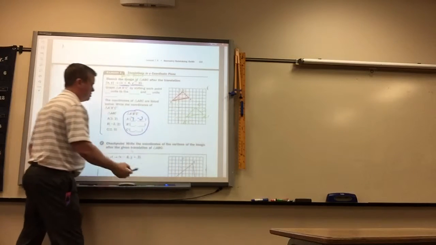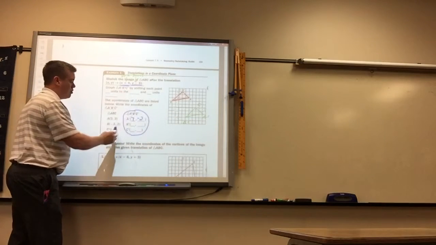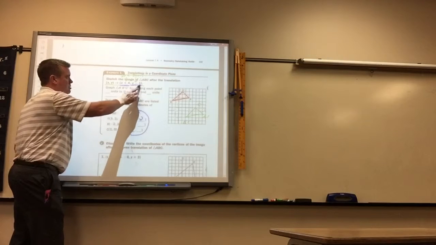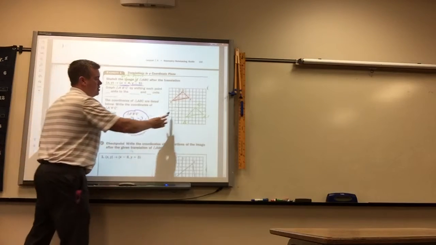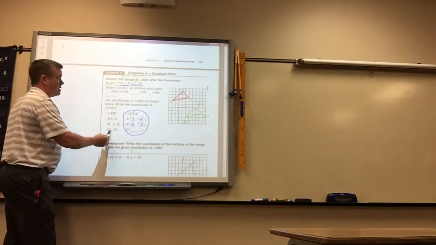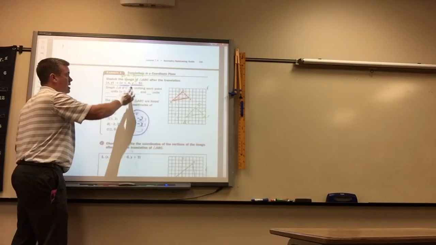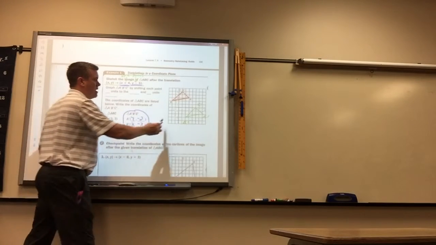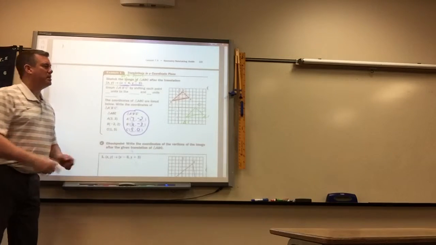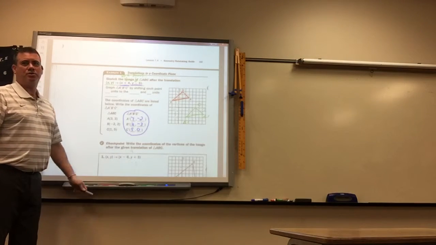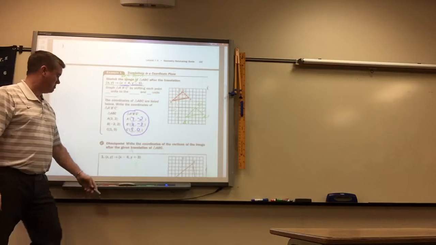7, negative 2. Take the x and add 4. Take the y and subtract 5. 2 over, 3 down. Take the x and add 4, and take the y and subtract 5. 5, 0. So that's why these are a lot easier. You can just use this to find the new points.